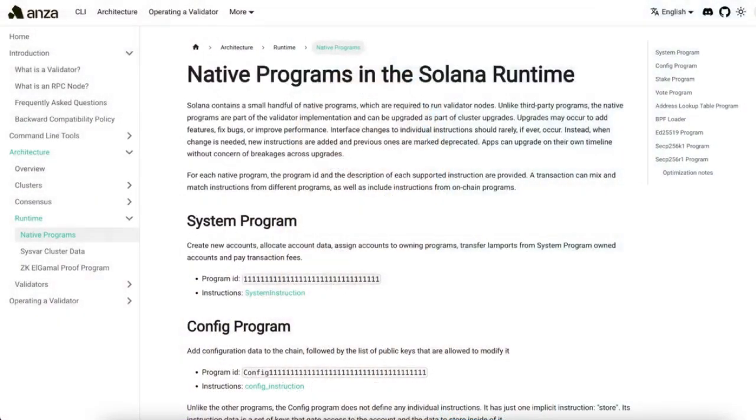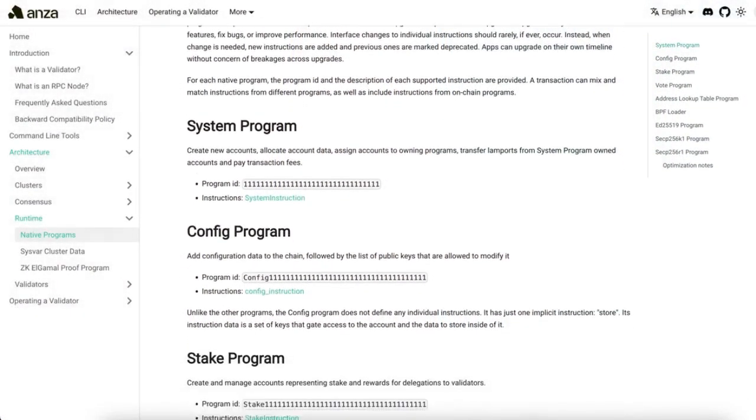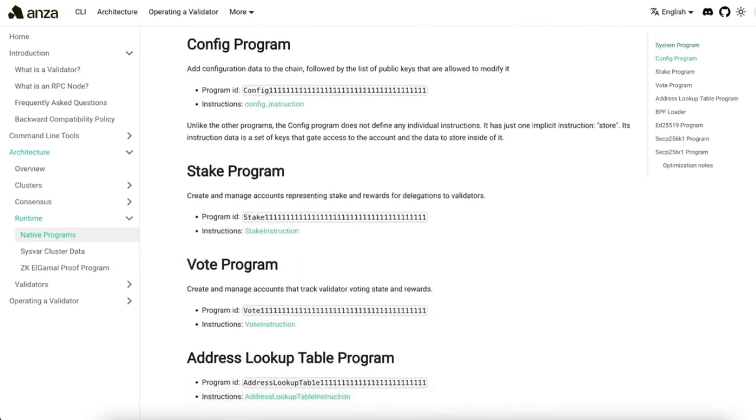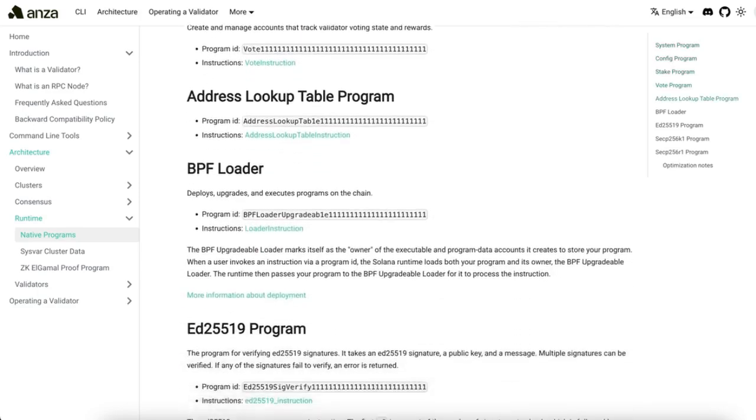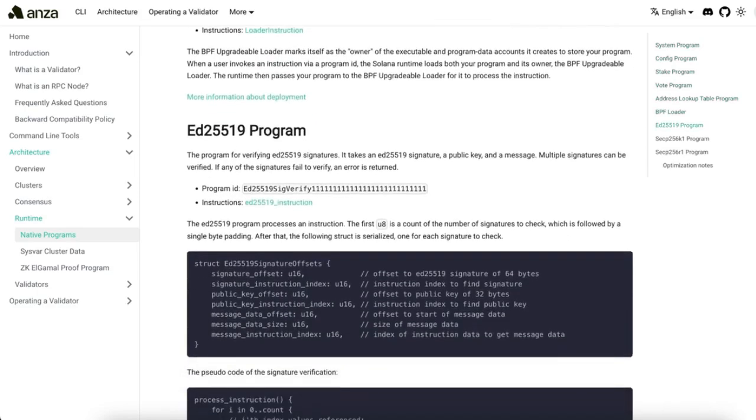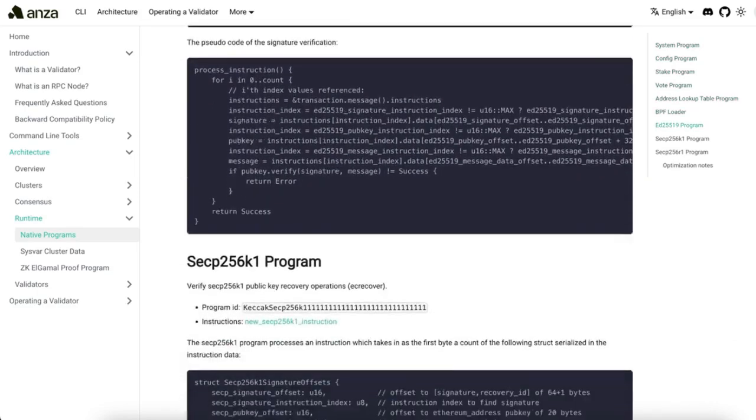Native programs. These are pre-deployed programs built into Solana, such as system program that handles account creation and transfers, token program which manages fungible and non-fungible tokens, stake program which manages staking for validators and delegators, and more.